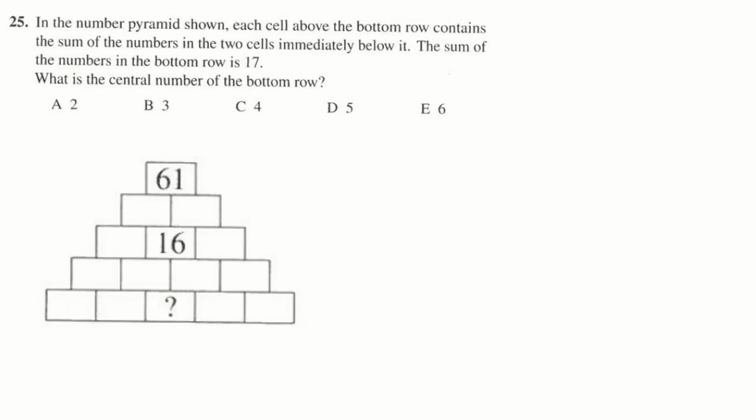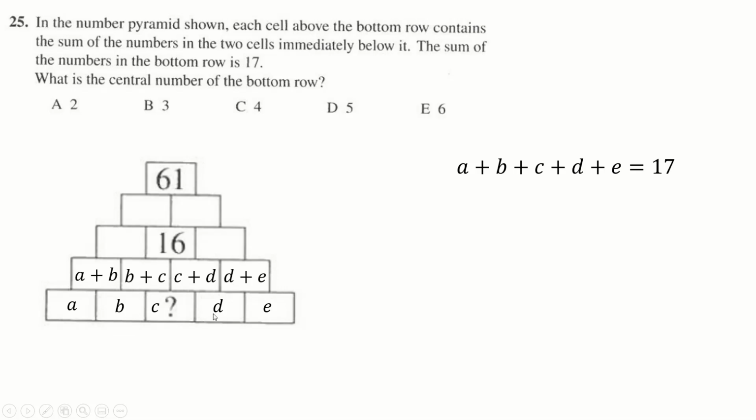The way that they intended you to do it was just, I think, to call all these A, B, C, D, and E and say A plus B plus C plus D plus E is 17, based on the question. And then this box is A plus B, this one is B plus C, this is C plus D, this is D plus E, based on the rules of the game. And so this one is A plus B plus B plus C, which is A plus 2B plus C. This one is B plus C plus C plus D, which is B plus 2C plus D, which we know is 16.